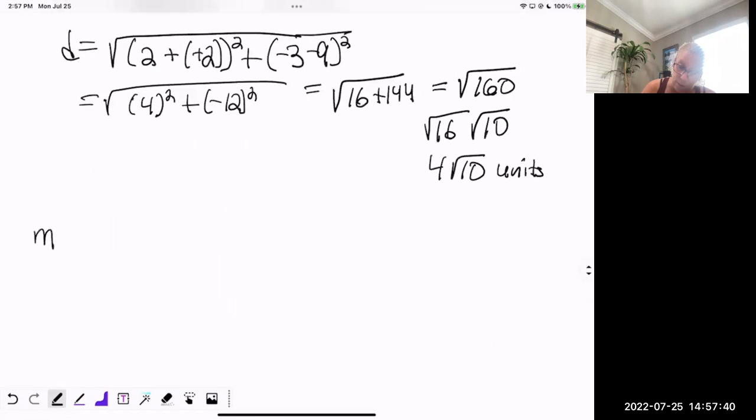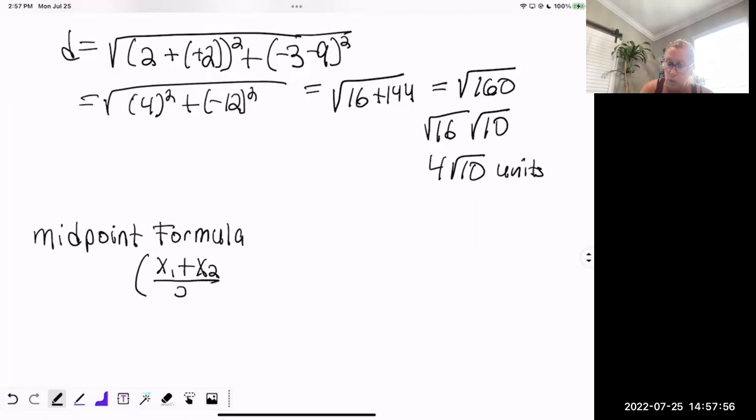Now here's the midpoint formula. There is no need to memorize the midpoint formula because I'm going to show you a way to think of it without memorizing. So it's x1 plus x2 divided by 2, y1 plus y2 divided by 2. So the midpoint is a point, right? A point in the middle, halfway between.